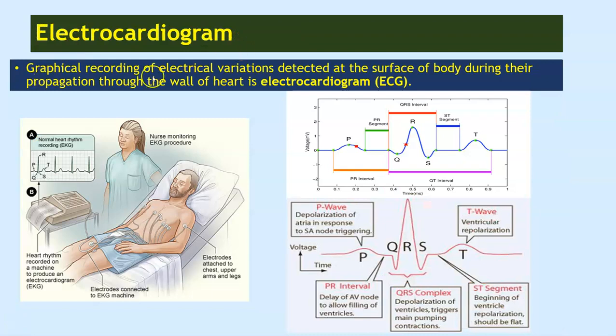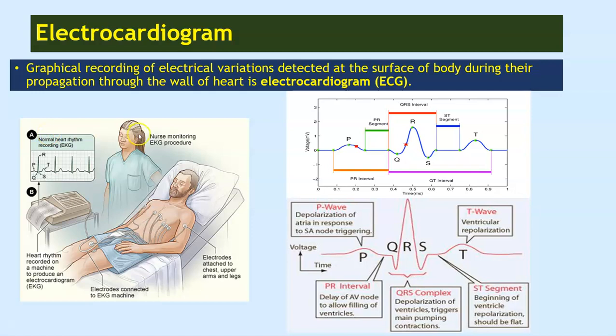The graphical recording of the electrical variations detected at the surface of the body, during their propagation through the walls of the heart, is called the electrocardiogram or the ECG. This recording may be in the form of a printout or an on-screen display. The instrument used for this recording is called the ECG machine or the electrocardiograph. This instrument detects and amplifies the signals.